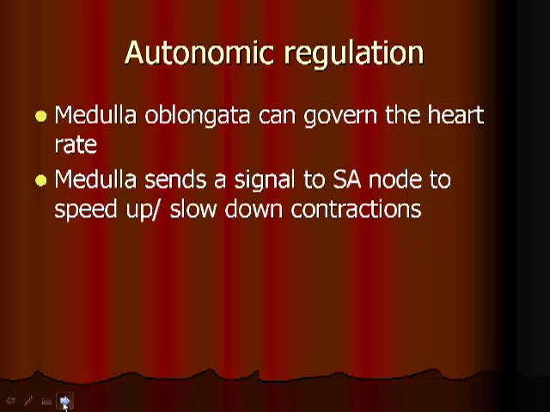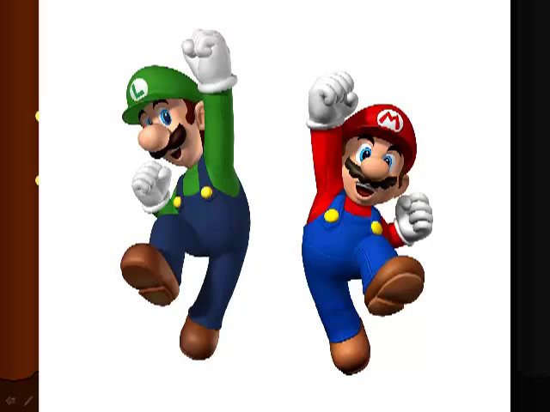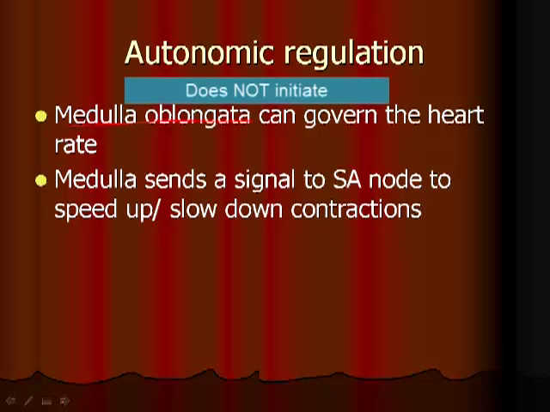So, autonomic regulation. We've talked about the medulla oblongata before, and what this does is it does not initiate the contraction. That's the sinoatrial node. What it does is govern the heart rate, so it can make it go faster or slower. It does that by sending signals to the SA node.